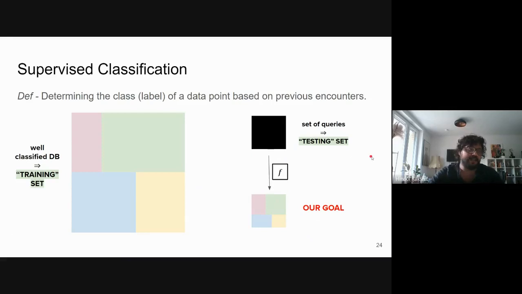And similarly, just like we have supervised classification, we also have unsupervised classification, where you do not have a training set. You just look at the testing set, and you look at the properties of the data in the testing set, and based on that, you apply some logic to understand what the different clusters of queries should be.